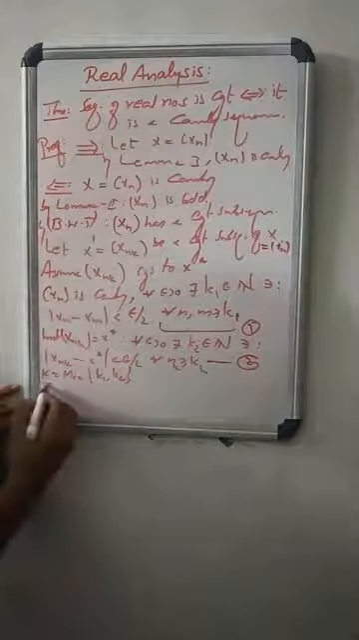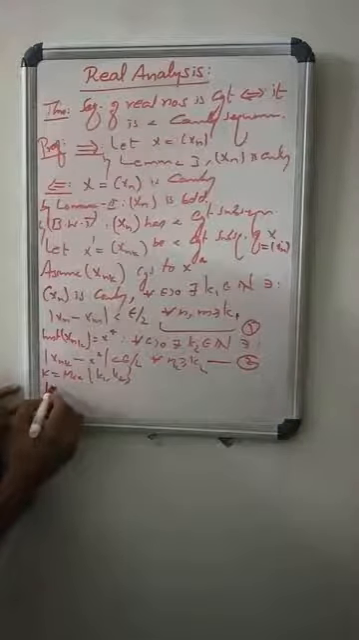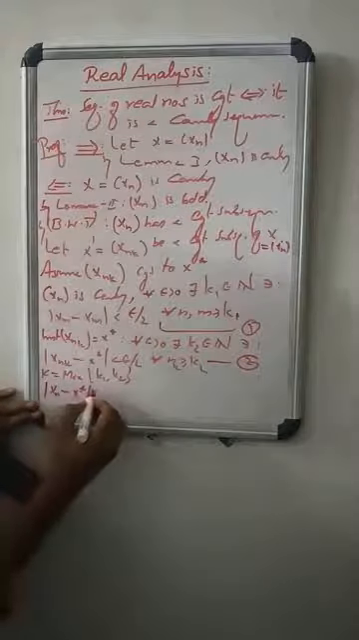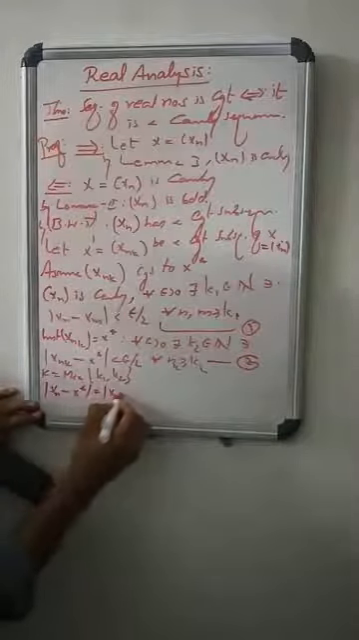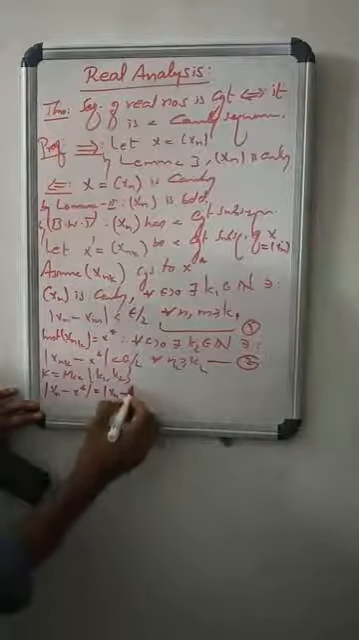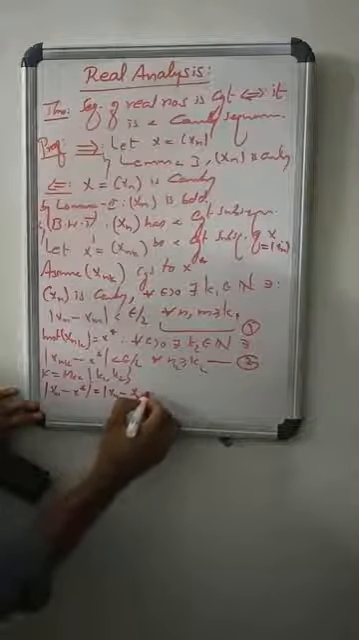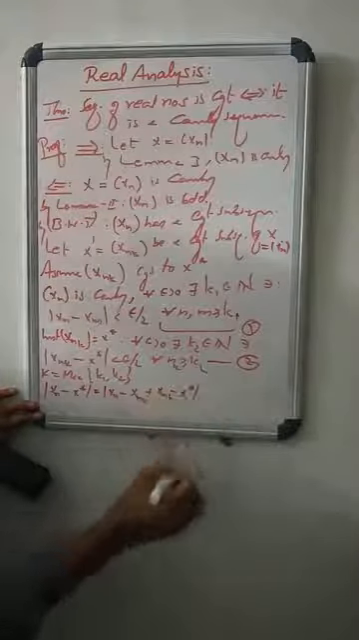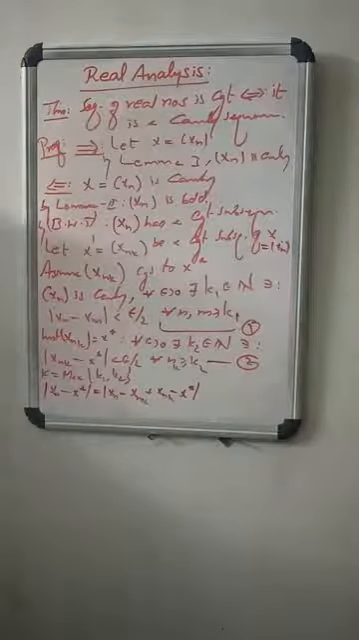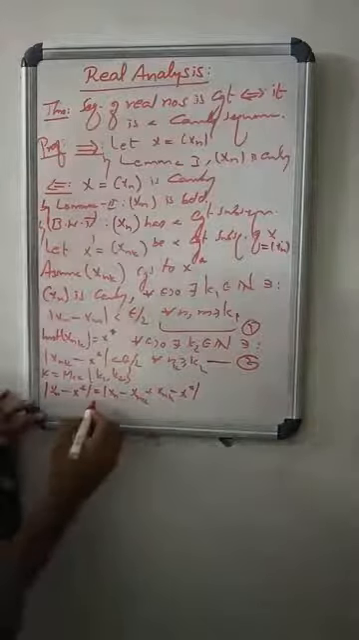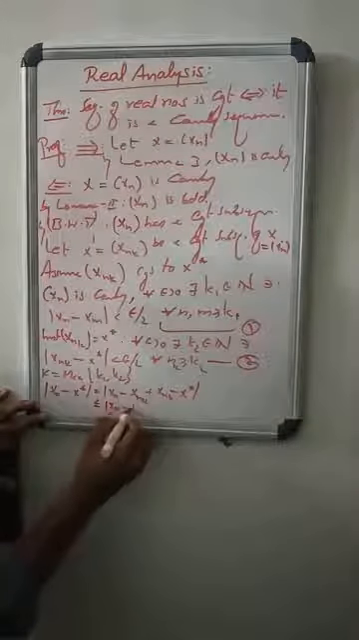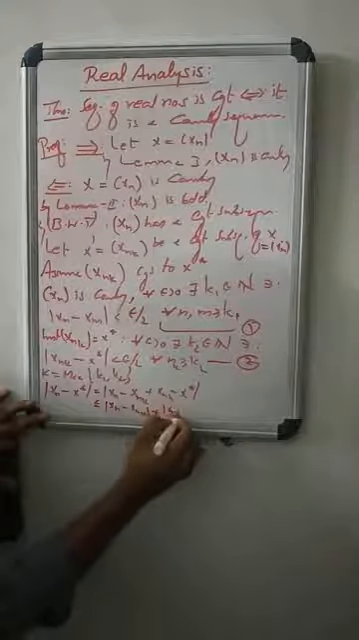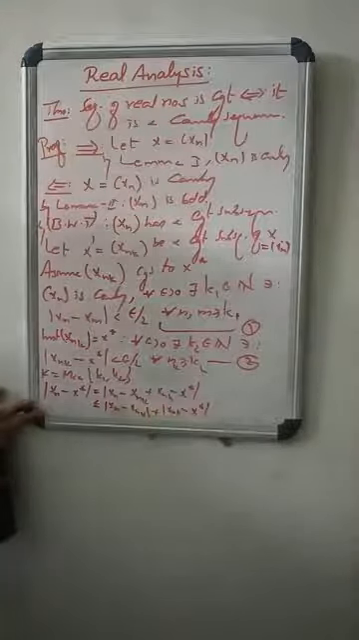Now consider modulus of xn minus x star. What is modulus of xn minus x star? This can be rewritten as xn minus xnk plus xnk minus x star. By using the triangle inequality, it is less than or equal to modulus of xn minus xnk plus modulus of xnk minus x star.